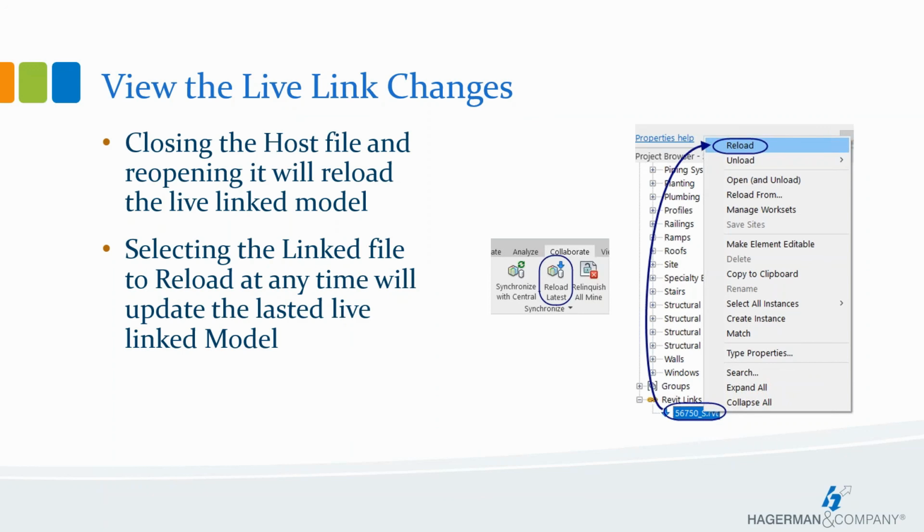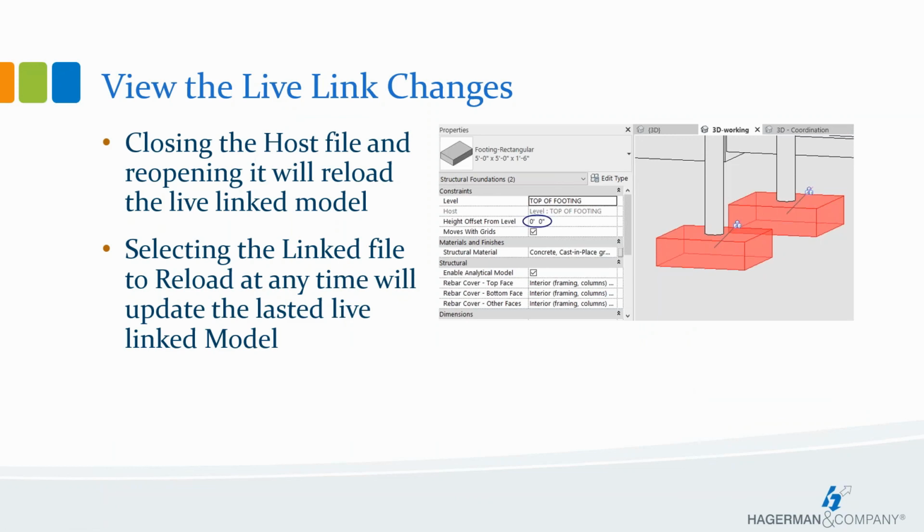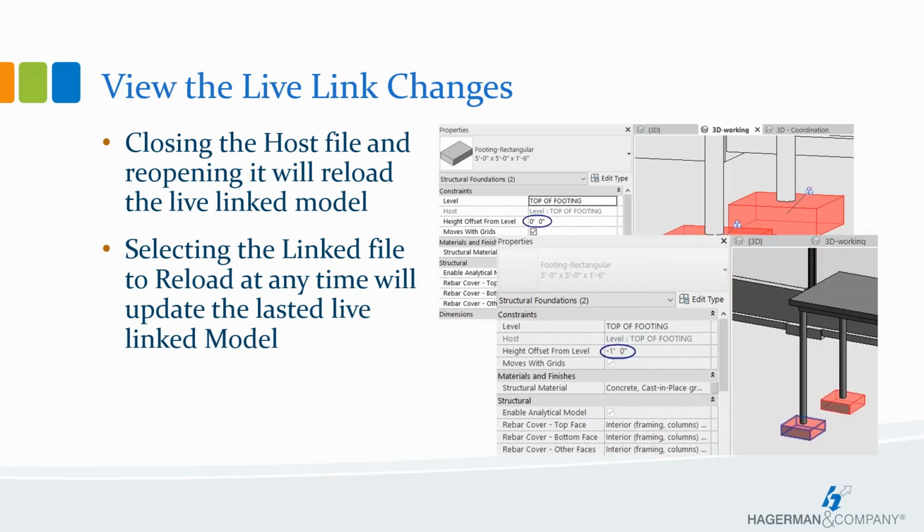So basically, if you have any trouble with reload latest, either use your manage links or right-click directly on that link file to reload it. To be safe, I just use this one. That way I don't have to worry about if a file was open or if reload latest didn't work. But either way will work. So once the link file is reloaded, you'll see the latest work shared model that you've linked into your host.